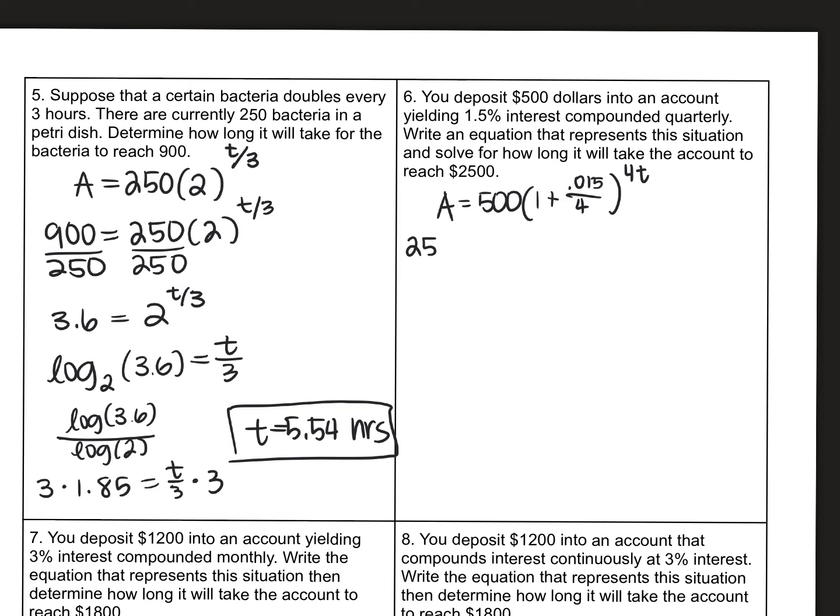So we'll have 2,500 equals 500. And then just to make life easy, I'm going to figure out what 1 plus 0.015 over 4 is. So we get 1.00375. It is extremely important that for compound interest examples, you put the entire decimal. Do not round. If I rounded, I can't use 1. That's the first thing. You cannot have a base of 1 for a logarithmic equation.